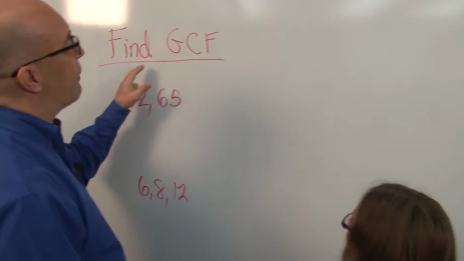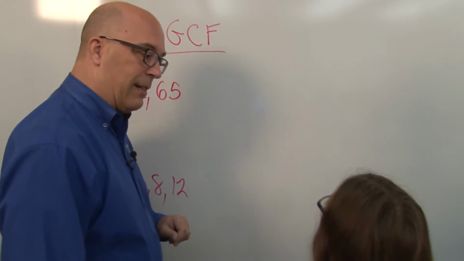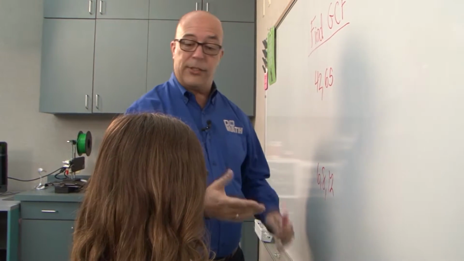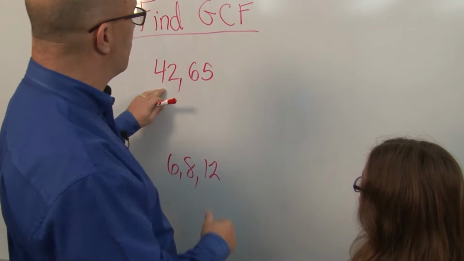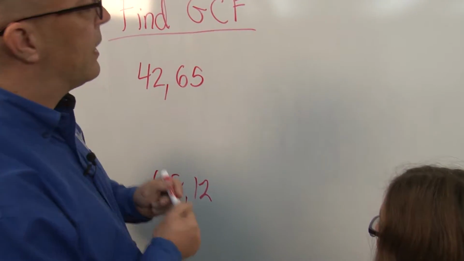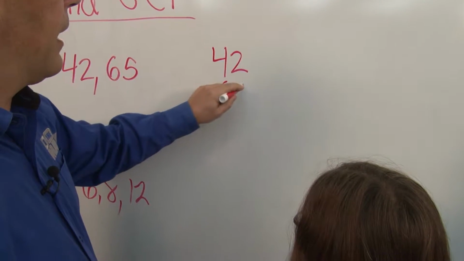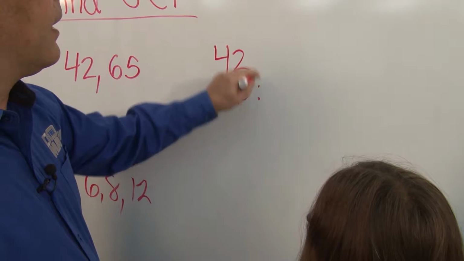Today we're going to find the greatest common factor, all right? And do you know what factors are? Yes. They're the numbers that make up something. Okay, so they're numbers that go into other numbers, right? Yeah. So let's start working on this. The first set of numbers we have is 42 and 65. So let's put the 42 here and the 65.